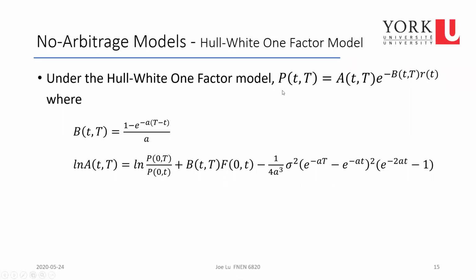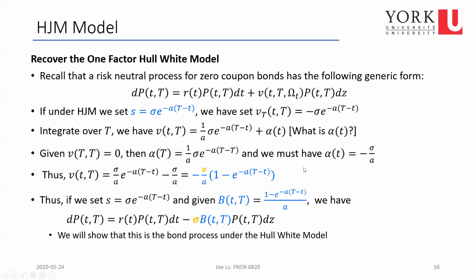Now, recall that under the Hull-White one-factor model, the price of a zero coupon bond must take this particular form, which is actually the same form as for Ho-Lee, except that A and B will take different expressions. Here, under Hull-White, B is taking this particular form, and the log A must take this particular form as well. So let's see how we can recover that.